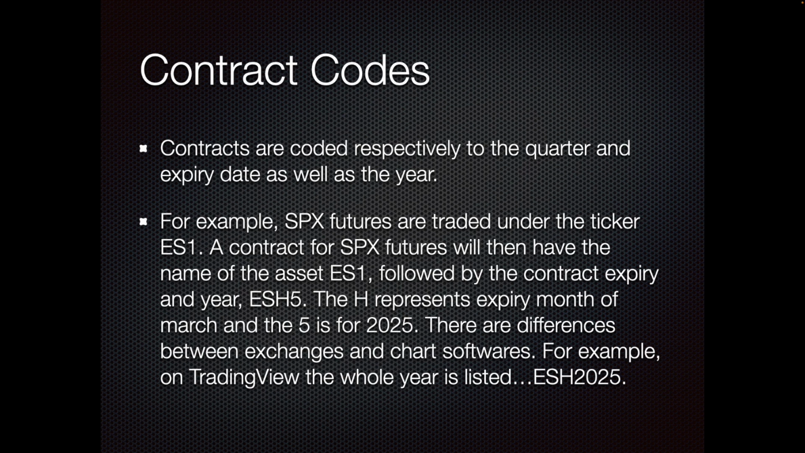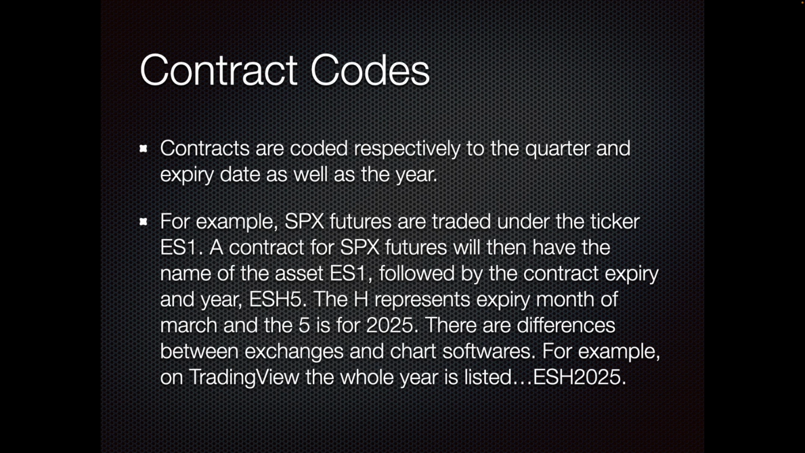Contract codes can be a little bit confusing, but they're coded respectively to the quarter and expiry date, as well as the year. Okay, so for example, SPX futures are traded under the ticker ES1. That's the ES mini, you'll hear it referred to as. And so a contract for the SPX futures will then have the name of the asset, ES1, which will be shortened, followed by a contract expiry and the year.